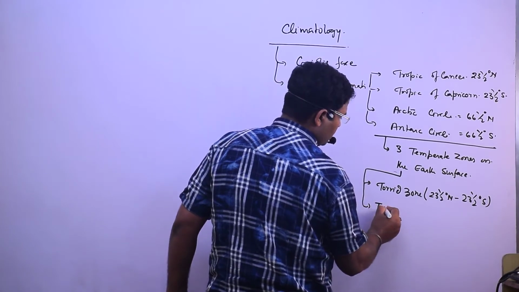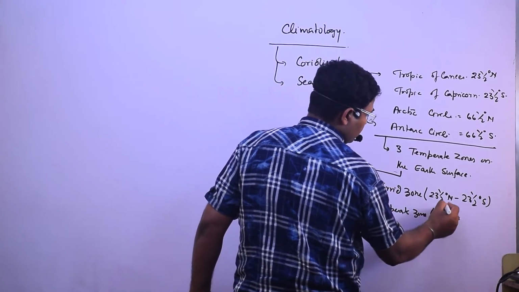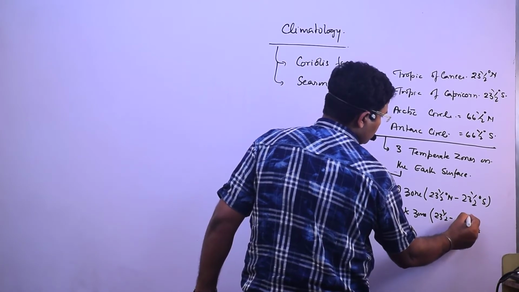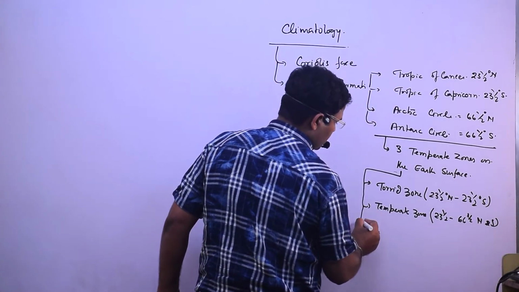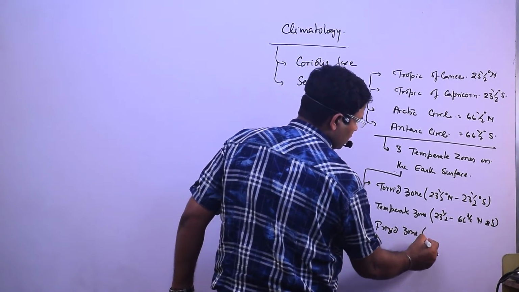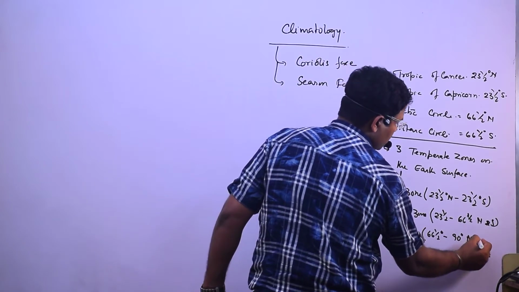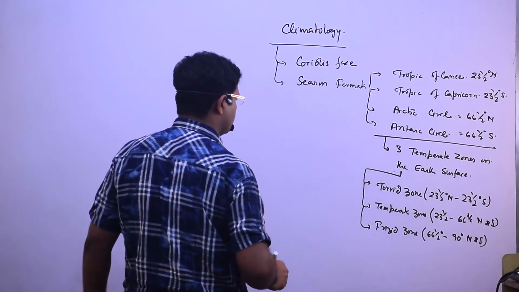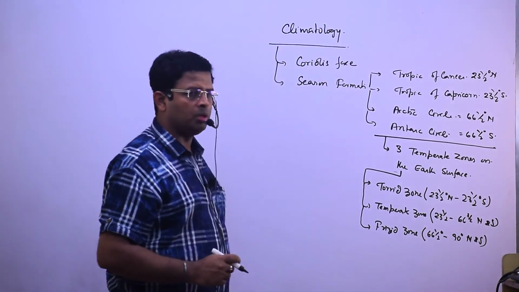Then there is the temperate zone, which is from 23.5 degrees to 66.5 degrees, in the north as well as in the south. And another is the frigid zone, from 66.5 degrees to 90 degrees north and south. So after understanding the 3 zones, this is what we have to cover first, and in the next 1 hour we'll be able to cover this area.